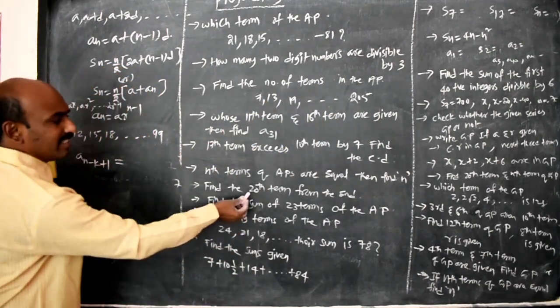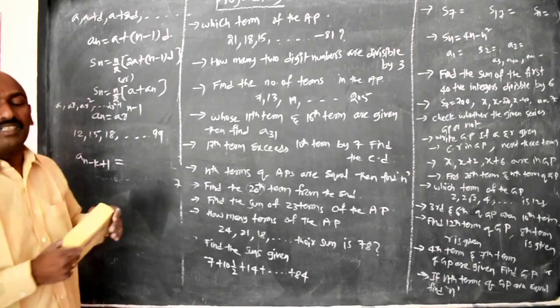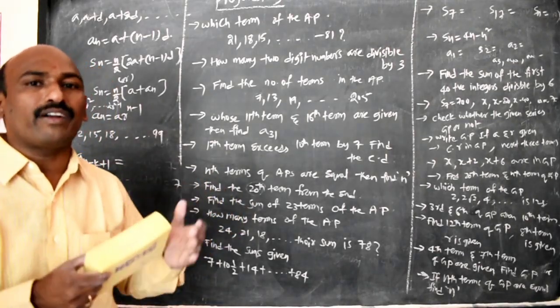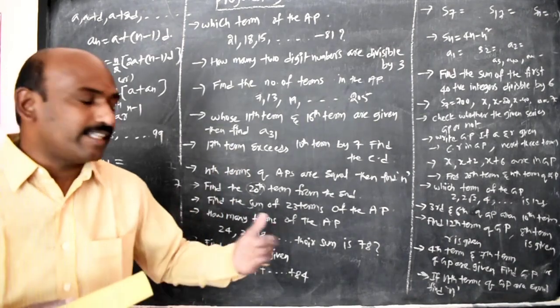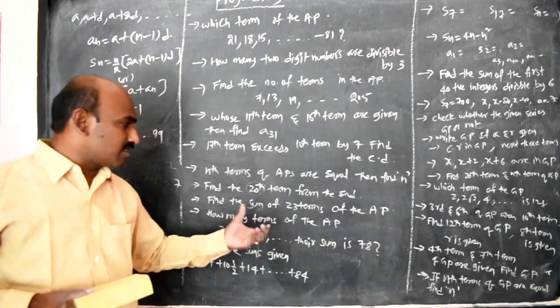And the question is asking for the 20th term, so you have to take k as 20 and find out whatever value you get. If you get a31, that means a plus 30d. If you know a and d, we can get the 20th term from the last.